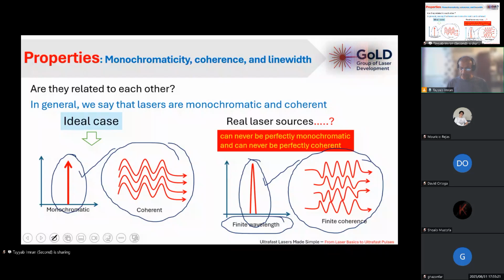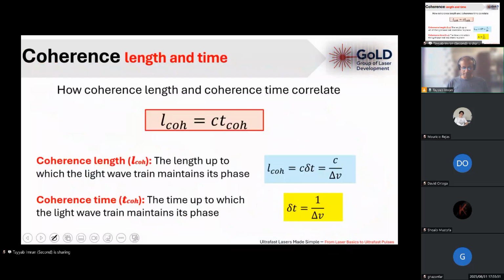And this is what is mentioned here. They can never be perfectly monochromatic and can never be perfectly coherent. So that is why we need to know the coherence length or the coherence time of the lasers. If it is 100% coherent, then we may not need it, but it's not 100% coherent. Now let's move to the next slide. How we can find out the coherence length and the time.